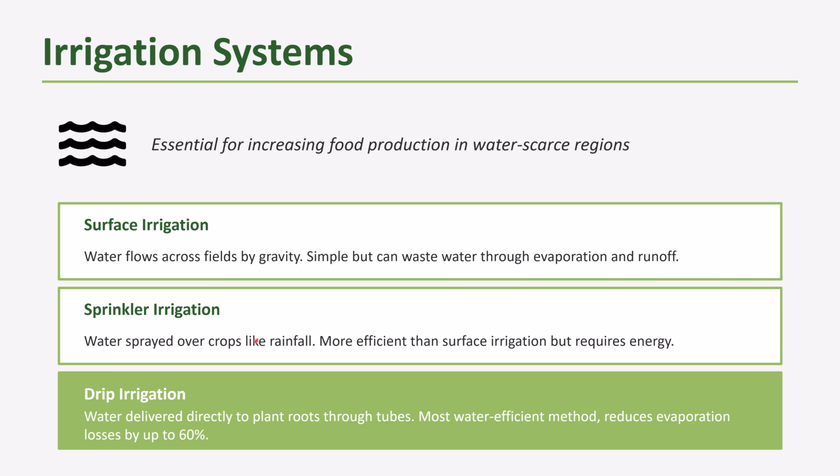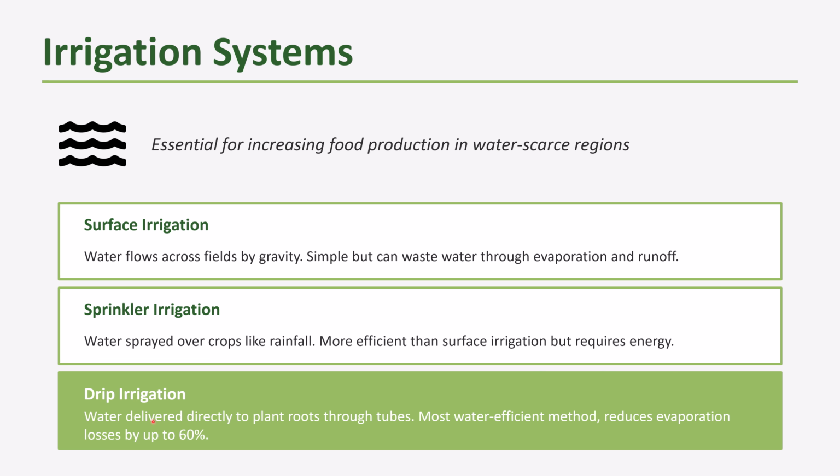Second is sprinkler irrigation. This method uses pipes to spray water over crops, mimicking natural rainfall. It is more efficient than surface irrigation because the water is distributed more evenly, but it does require energy to pump and pressurize the water.